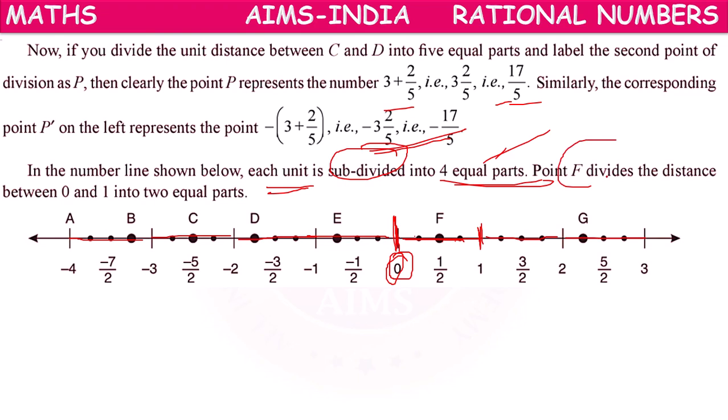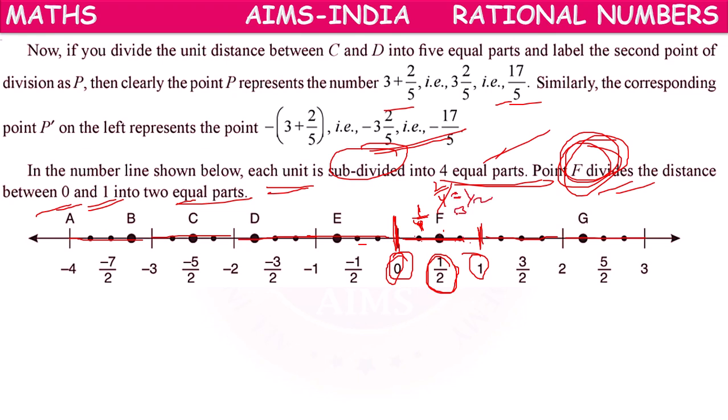Again, point F divides the distance between 0 and 1 into 2 equal parts. Point F value will be 1 by 2. Means this will be 1 by 4, this will be 1 by 4, this is 1 by 4. This is 2 by 4. 2 by 4 means indirectly equals to 1 by 2. This is 3 by 4. Fourth one is 4 by 4.